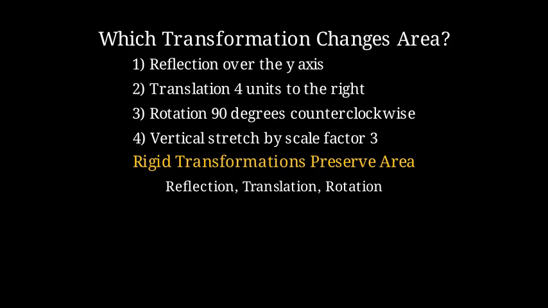Rigid transformations keep both shape and size the same. That means the area stays exactly the same. Rigid transformations include reflections, translations, and rotations.